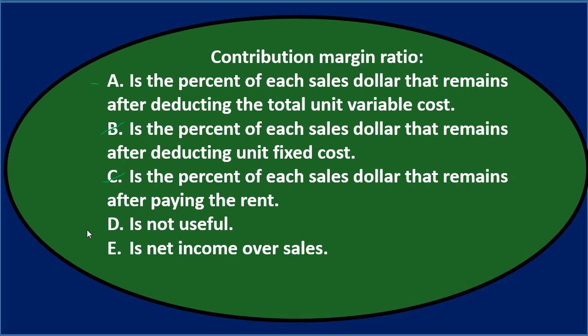And D says, is not useful. And it sounds like a very familiar term, and the book's promoting it, so I would think that they would disagree with that. And then E says, is not income over sales, is net income over sales. So net income over sales kind of sounds like if that's a ratio, that's a ratio analysis. So let's keep that for now. Let's read through it again. Contribution margin ratio is either A, the percent of each sales dollar that remains after deducting total unit variable costs, or E, net income over sales.